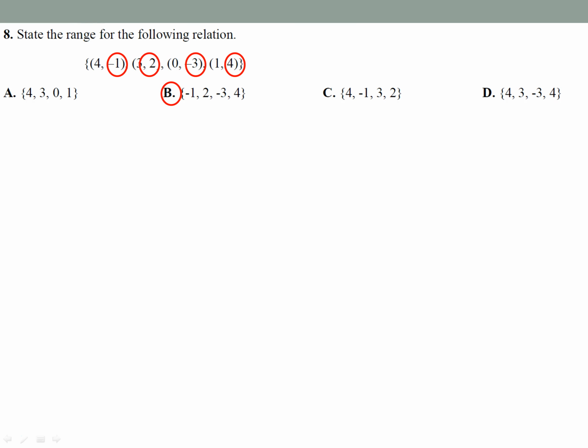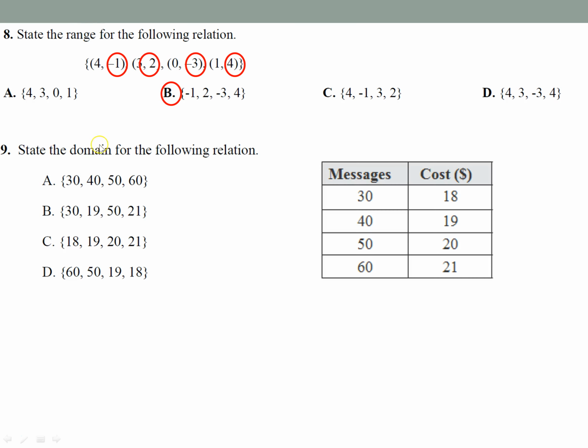You'll see the other ones do not have the correct numbers for the y values because we're looking for range. Ironically enough, number 9 starts talking about domain. And so for domain, we're looking at the x value. X value, when presented in column form, is most likely on the left-hand side. So 30, 40, 50, 60. Domain and range. Domain is x values, range is y values. Domain is what? And range is what? That's what I'm talking about.